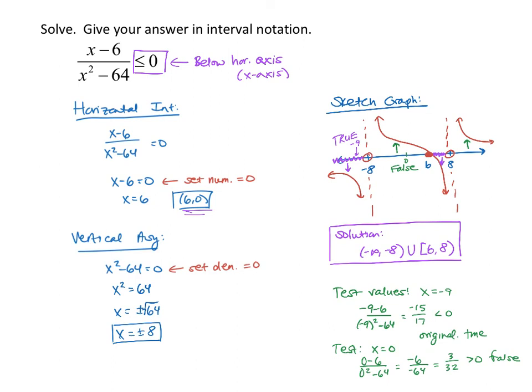So one strategy for finding the solution is to use the graph to look at where it's above or below the horizontal axis. Another strategy would be to test values from each of the intervals that you have to see if they come out true or false in the original inequality.